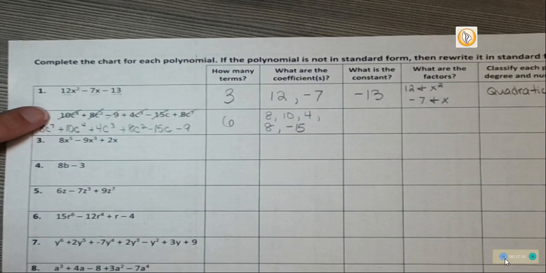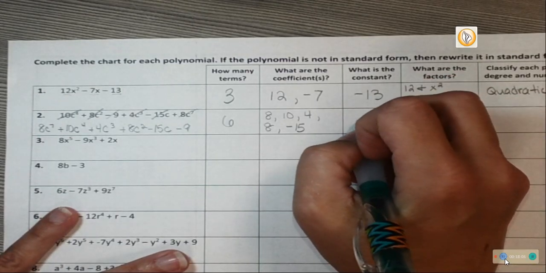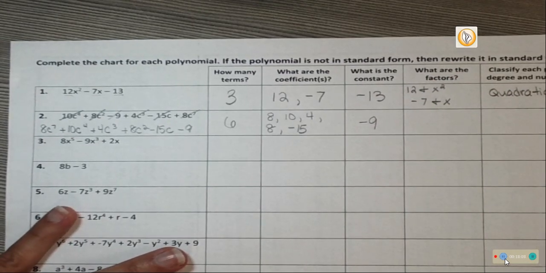Now, if I did that from the original and went along, I might have them in a different order, but they're all coefficients. Do I have a constant? Yes. Which one is that? Negative 9, the one that doesn't have a variable.